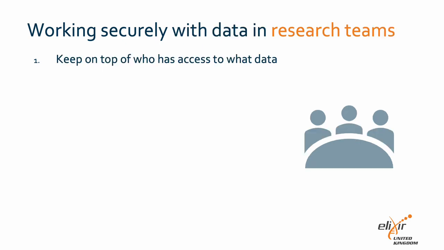There are additional things to consider when working in a research team. Firstly, keep on top of who has access to what data using records, such as a spreadsheet. There may be specific requirements for who can access certain data in your project. Keep your records up to date and make sure that everyone has their own passwords. Make sure you know the different levels of access to documents and data, such as who has read-only access and who should have editing rights.